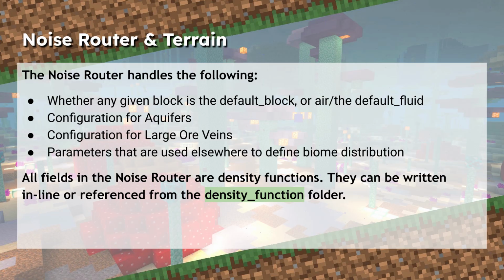So let's talk more about the noise router specifically. The noise router handles several features even just within the noise settings file. Specifically, this is what handles whether any given block is the default block, so that's stone or netherrack or air, or the default fluid with respect to sea level or aquifers.